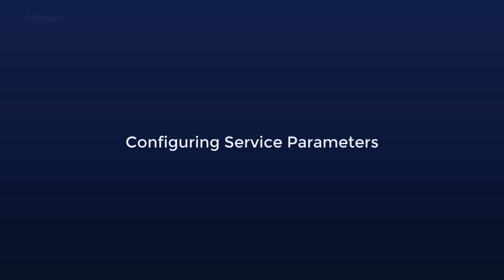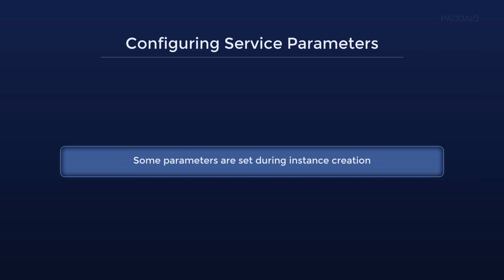Configuring service parameters for SAP BTP applications. Some parameters are set during instance creation. This means certain configuration choices are made when you first provision the service and cannot be changed later. For example, when creating a database instance, you select the database system size. This initial setup is permanent, so plan these foundational settings carefully.